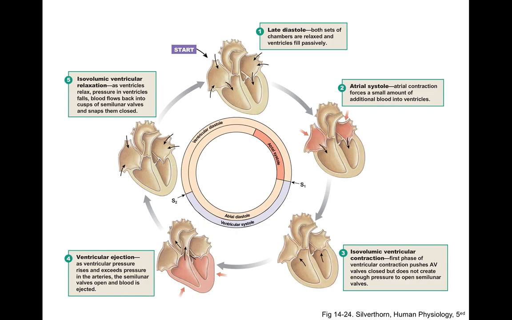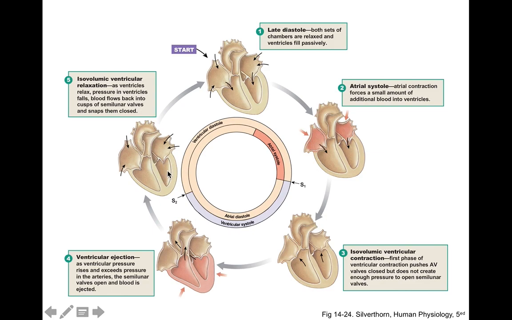Then after ventricular systole, you get the heart ventricles relaxing, and you enter a phase called isovolumetric ventricular relaxation. Once again, remember isovolumetric, iso meaning the same, volumetric meaning volume. The volume in the ventricles remains the same because both sets of valves are closed, and this is when the ventricles are relaxing and the pressure is dropping in the ventricles. This means these semilunar valves are snapped shut to prevent backflow of blood from the arteries back into the ventricles.